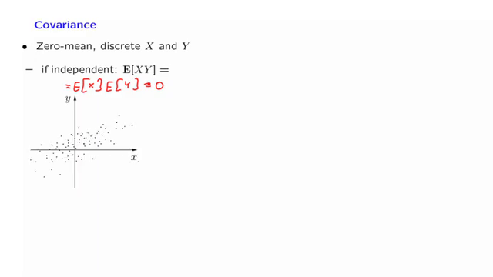Each point in this diagram is equally likely, so we have here a discrete uniform distribution on the discrete set, which consists of the points shown in this diagram. What we have in this particular example is that at most outcomes, positive values of X tend to go together with positive values of Y, and negative values of X tend to go together with negative values of Y.